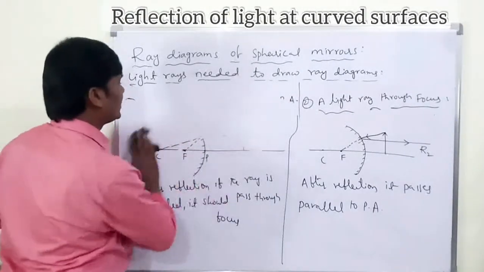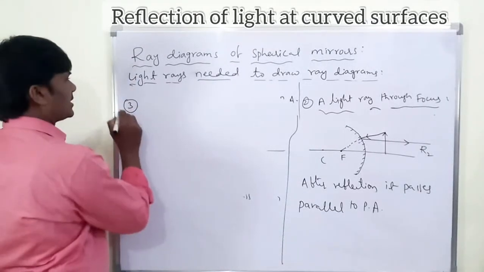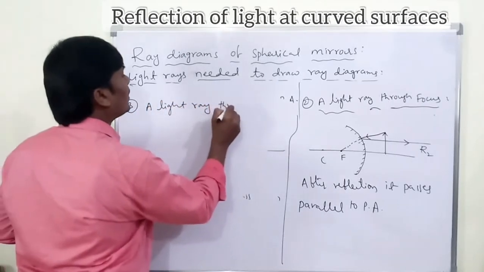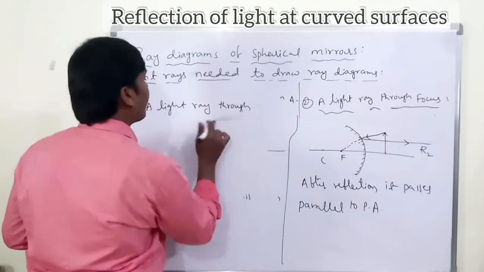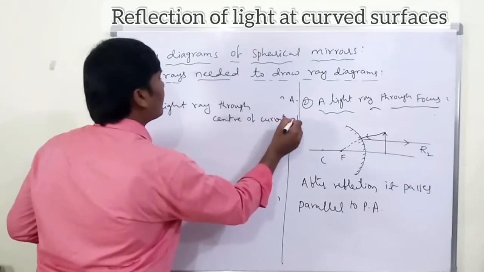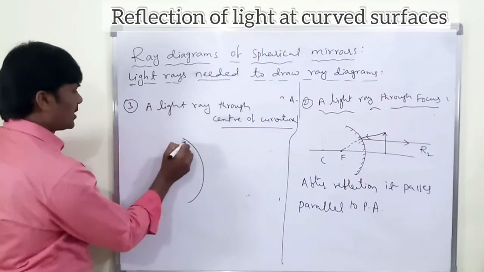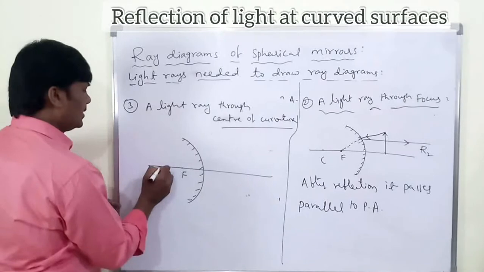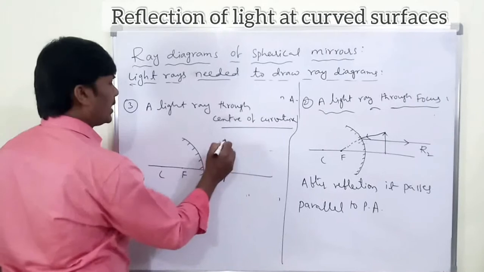Next, the third light ray. What is the third light ray? See, the third light ray is the same as the previous case, a light ray through the center of curvature. See, this is a convex mirror, right? So here are the focus and center of curvature. Here we kept an object, okay? AB is the object.